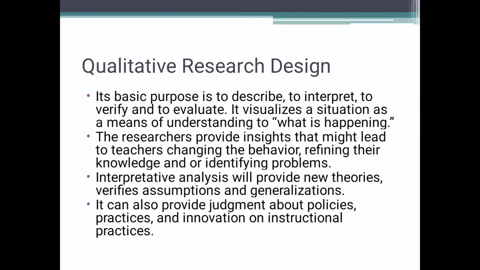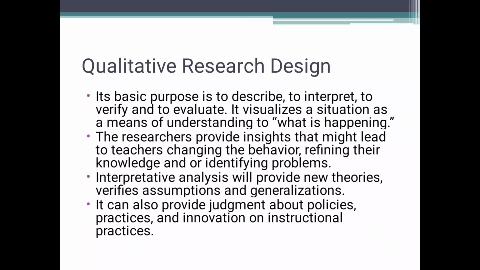Okay? So, ang qualitative research design, sobrang dami na to. Pero po, ang basic purpose lang ng qualitative research design is to either describe, interpret, to verify, and evaluate. And we are generating the idea what is really happening. Okay? And si teacher, kung ikaw ay teacher, ang focus mo dito is to provide insight. Why is it that the students ngayon are failing? Why they are changing their behavior? Why you need to refine your teaching skills?